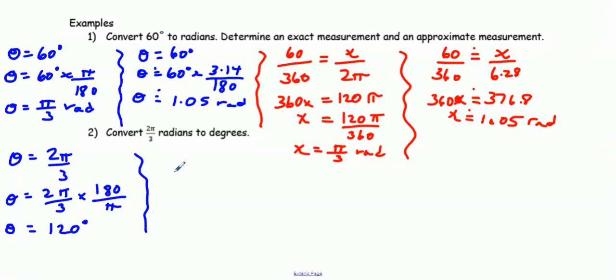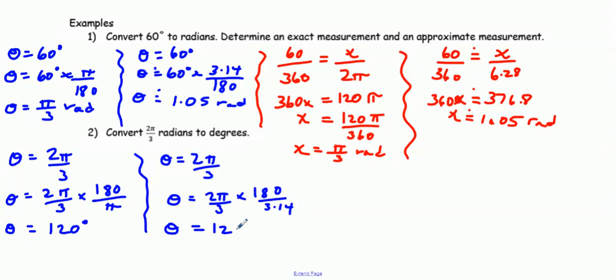If I wanted the approximate answer, I'm going to get the same thing. Theta equals 2 pi by 3 times 180 divided by 3.14. Theoretically, if you're going to put in 3.14 here, you're going to put in 3.14 here, which means that you're going to end up with 360 divided by 3, which is 120 degrees. So you're getting an exact answer again.